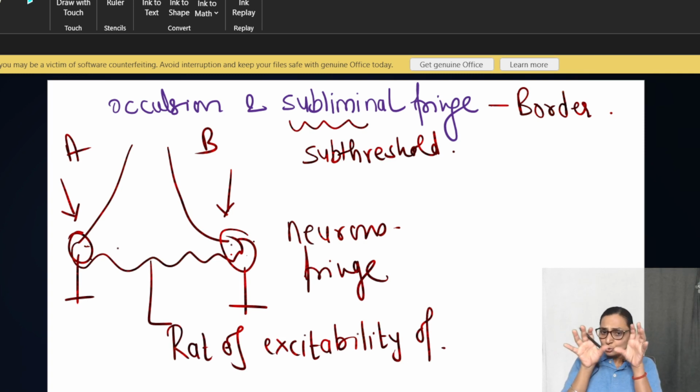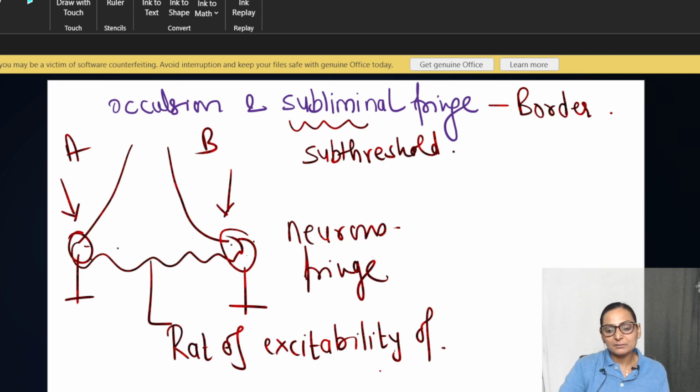ठीक है? So जो neurons हैं, इनके common neurons हैं, जो मैंने बोला है कि they come in the frill or they come in the fringe. So when I'm individually stimulating A, B or when I'm stimulating A and B together, उनका excitability is going to be affected. That is the basis of occlusion and subliminal fringe, boys and girls.